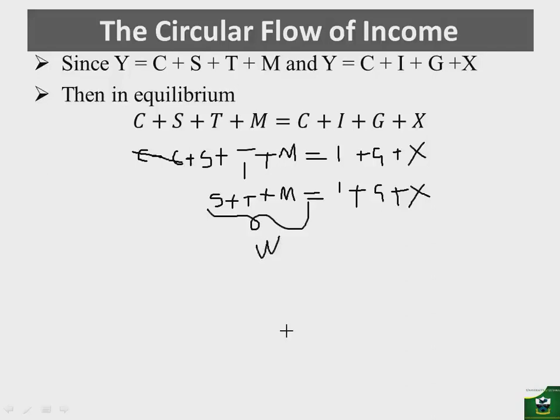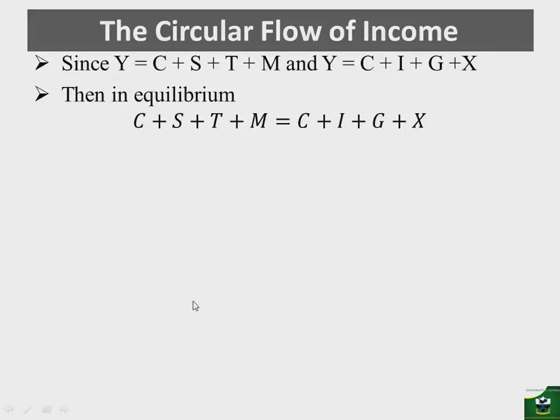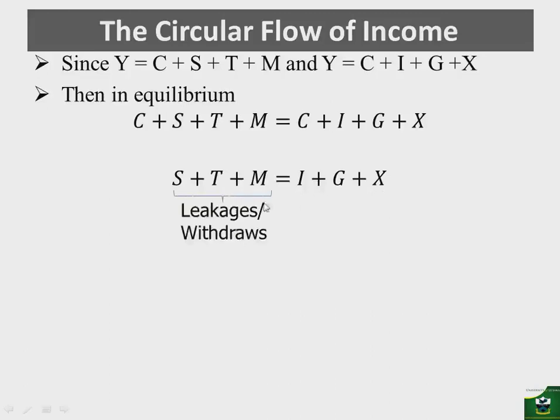We call it withdrawal, W, leakage or withdrawal. And on this other side, we have the injections, which we can represent using J. So we have the leakages on one side, and leakages in equilibrium will be equal to the injections into the model. So presenting that neatly, we have savings plus taxes plus imports being equal to investment plus government expenditure plus exports. And simply put, we have leakages or withdrawals being equal to the injections.